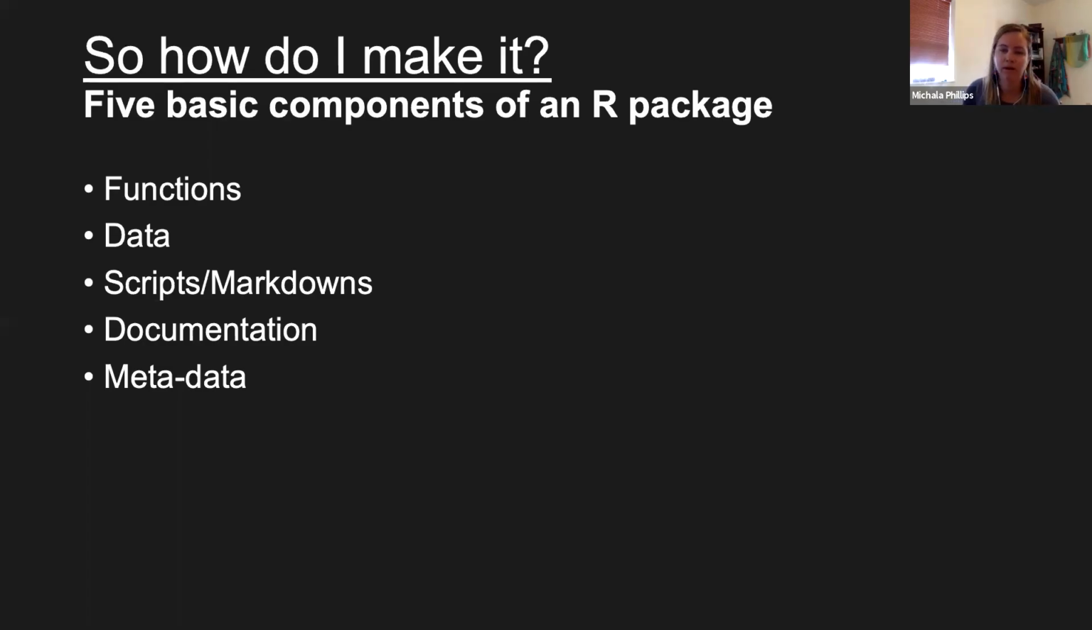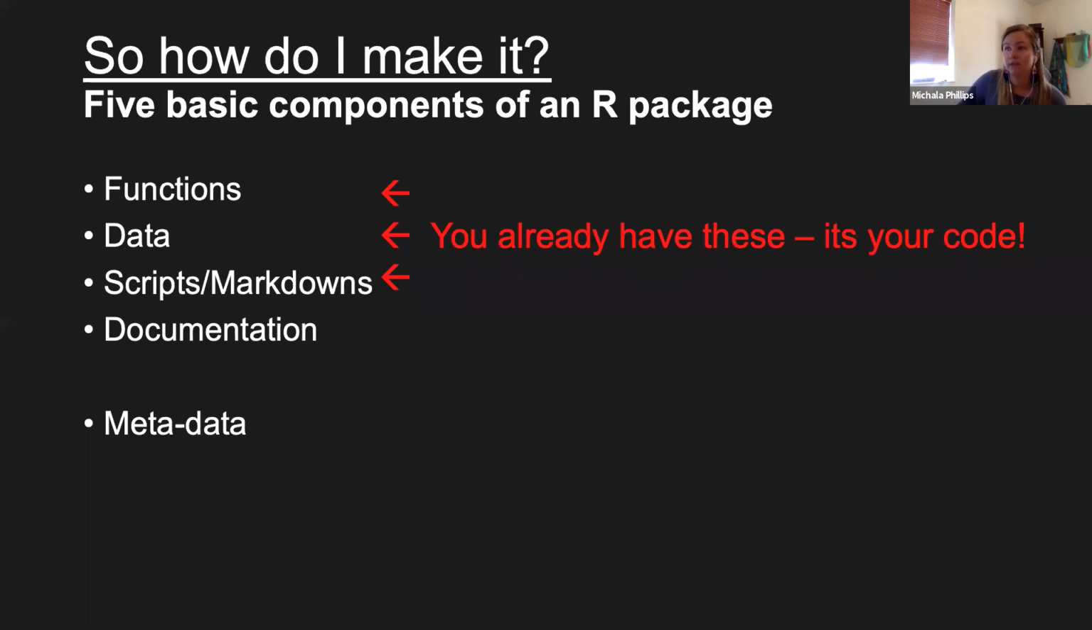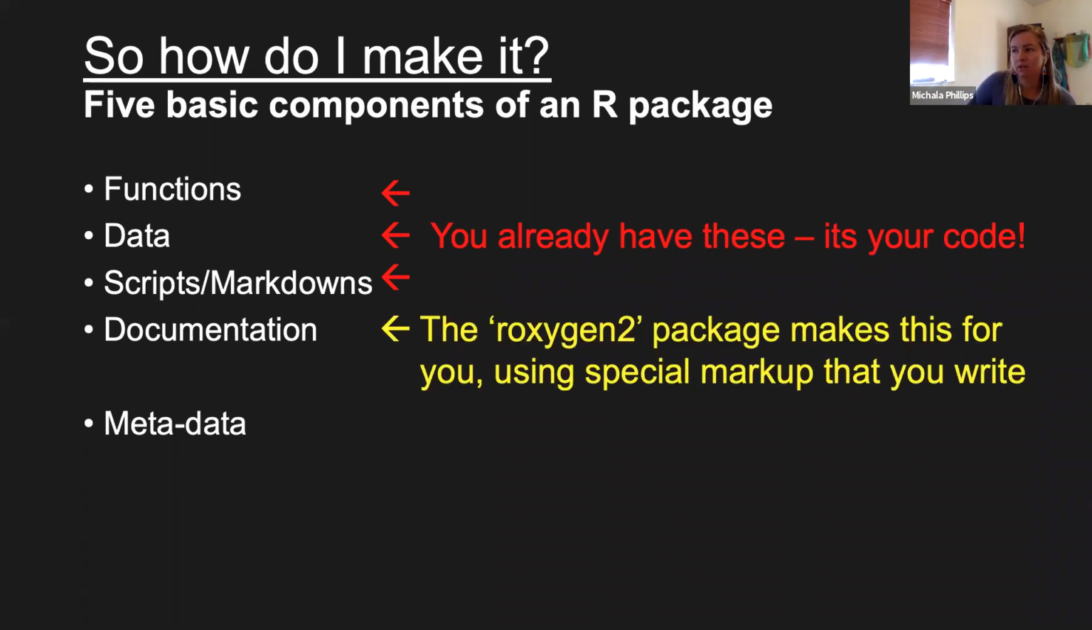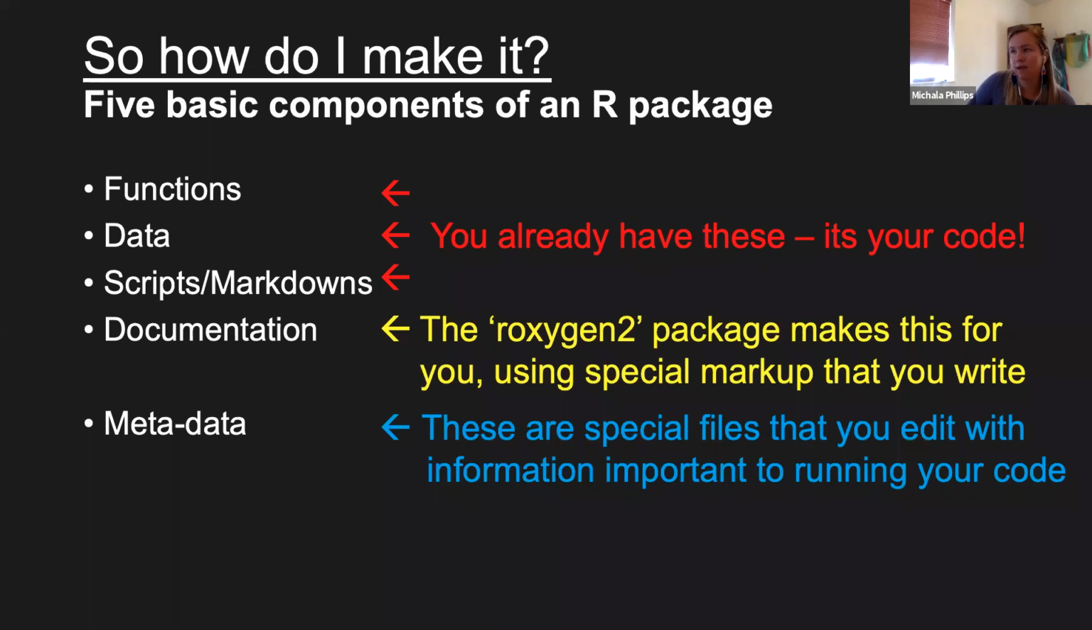Now you might be wondering, how do I make something like this? There are 5 basic components of this, and you already have some of these. Maybe you don't use functions yet, but one of the small things I hope to do today is encourage you to realize that you can write functions. It took me a long time to realize that I could write functions. And then you have data and you have scripts. So you already have these things. It's your code. What you don't have is the documentation and the metadata.